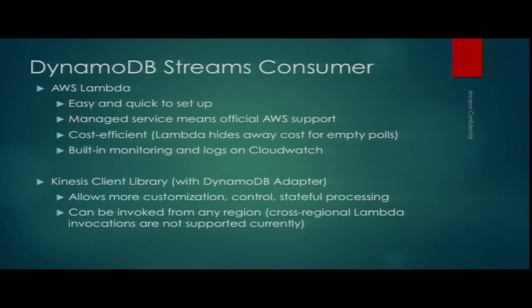So I talked about AWS Lambda, a super awesome service. It's really easy and quick to set up. I'm actually going to use AWS Lambda in my demo because it's so easy to showcase something. It's a managed service, which means you get official AWS support. And it's cost efficient. I say this because the pricing model for DynamoDB Streams is based on a polling model. So you have to go to Streams every time and say, give me some records, give me some records. Some of those polls, if you have a period of inactivity on your table, are going to come back empty and say, there's no changes since the last time you asked me. But you still have to pay for those polls, because every time you ask DynamoDB for a batch of records, it's charged based on the number of calls.